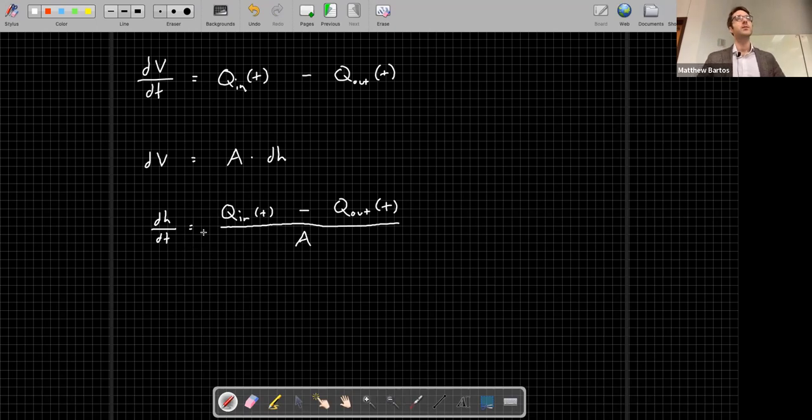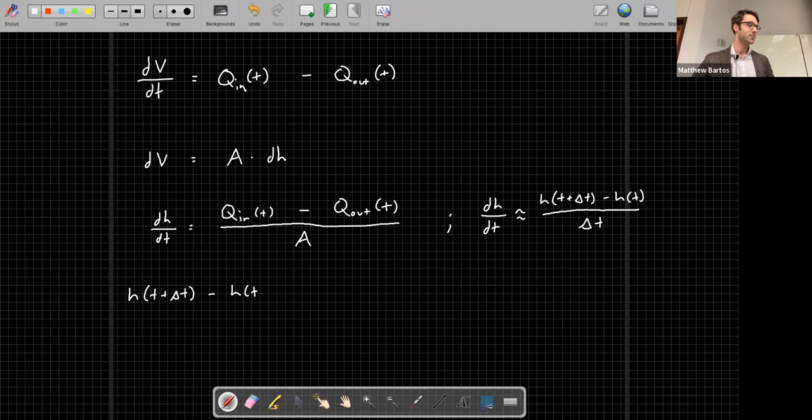Okay, now we're going to do something similar to what we did on homework 2. Let's approximate this derivative by discretizing it. So let's say that dH/dt is approximately equal to h at time t plus delta t minus h at time t, divided by delta t. And if we do that, what we end up with is the depth at time t plus delta t minus the depth at time t, divided by delta t, is equal to inflow Q in minus outflow Q out, divided by A, the bottom area of the pond.